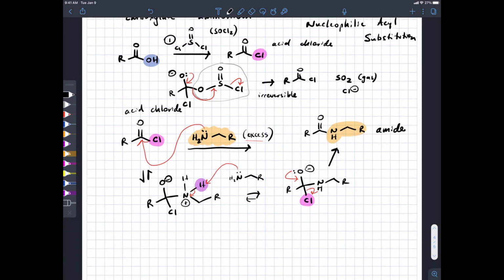Let's see, this question from Ben: could the Cl- deprotonate the positively charged nitrogen here as well?